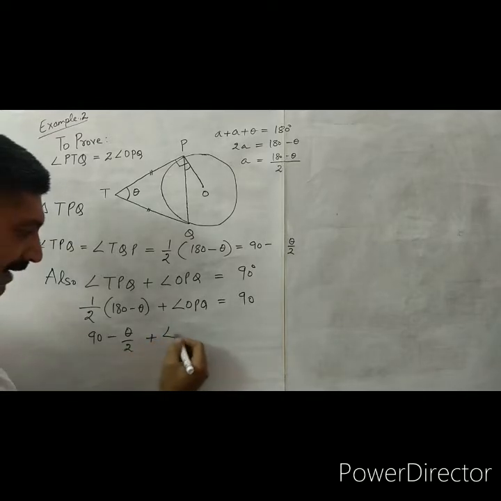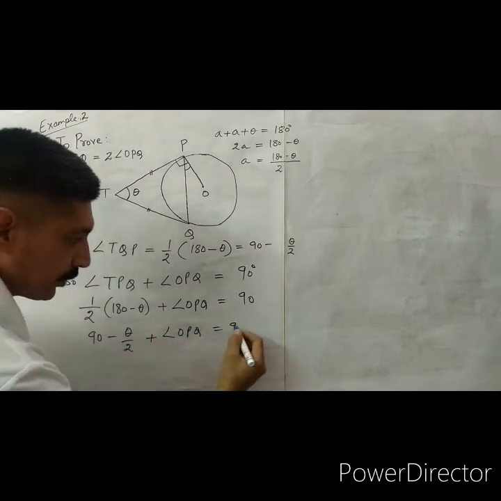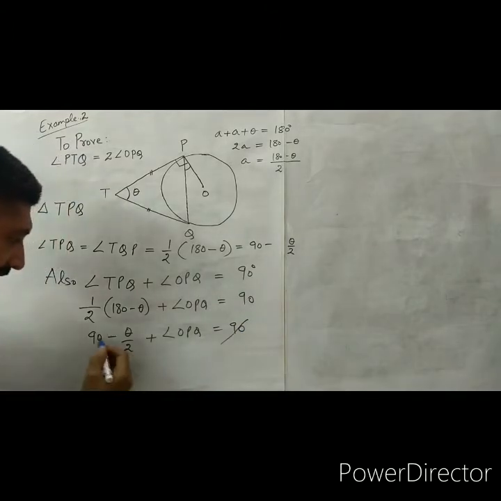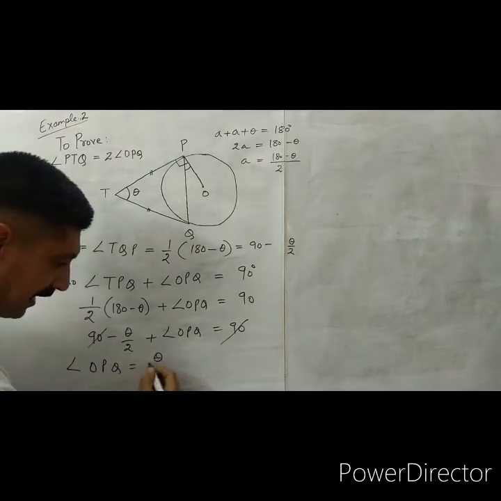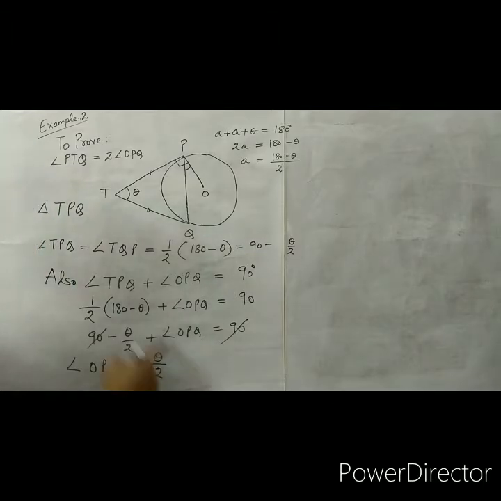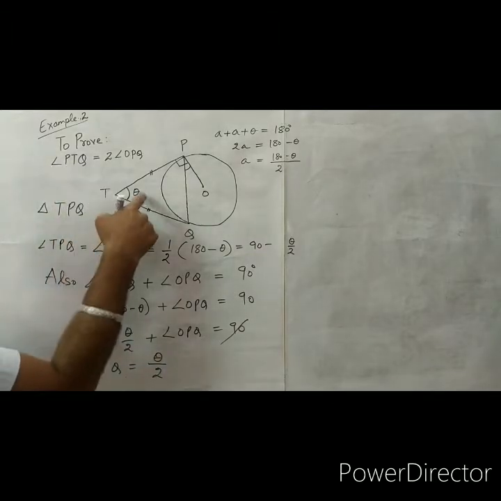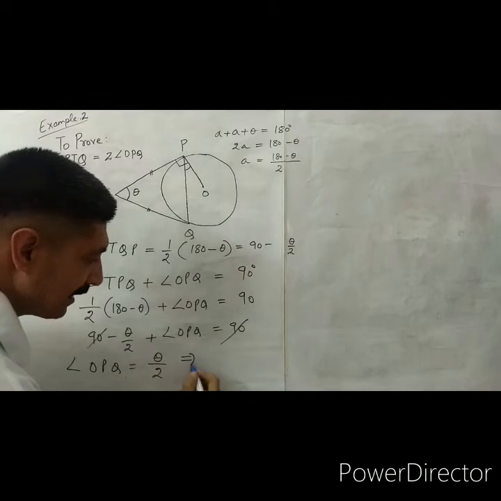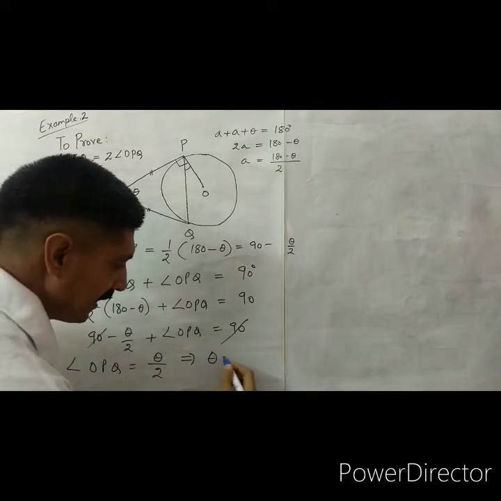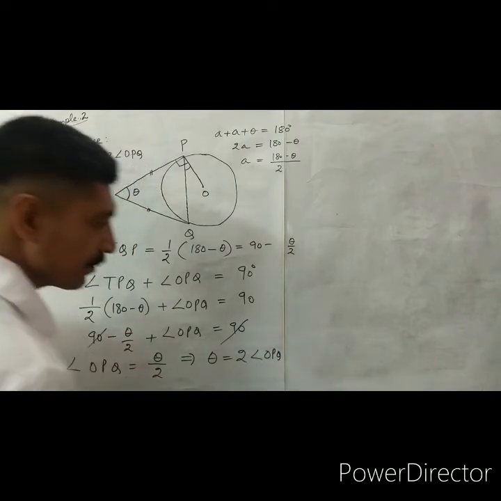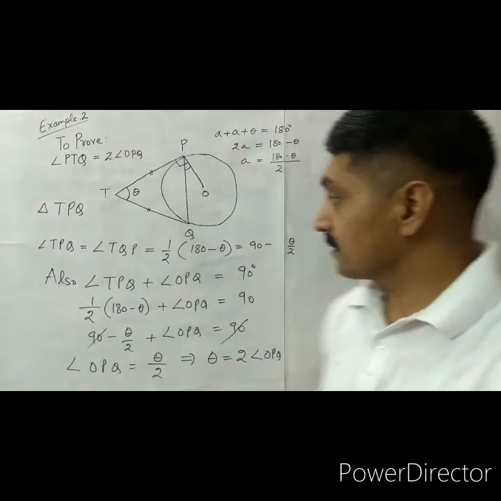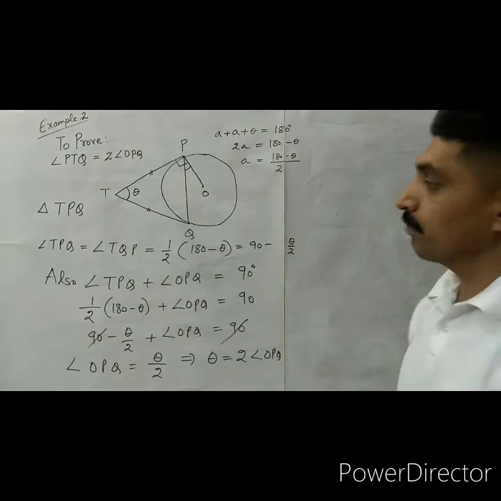So 90 minus theta by 2 plus angle OPQ is equal to 90. So 90 gets cancelled with 90, and we have angle OPQ equal to theta by 2. Theta here is angle PTQ. So this implies that angle theta is equal to twice the angle OPQ. So this is the way which is given in the book.